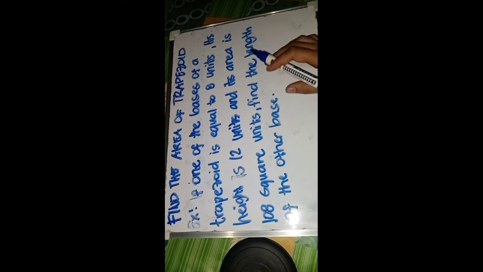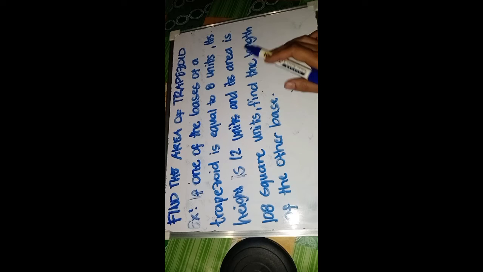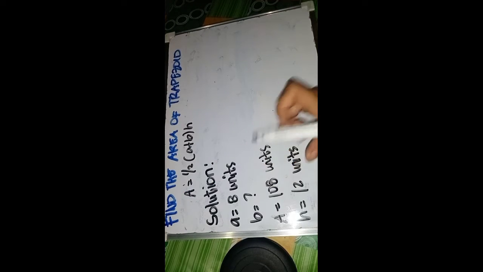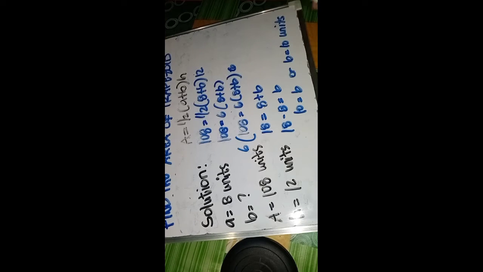So if one of the bases of a trapezoid is equal to 8 units, its height is 12 units, and its area is 108 square units, find the length of the other base. Solution: A equals 8 units, B is unknown, the area of the trapezoid is 108 square units, and the height is 12 units.